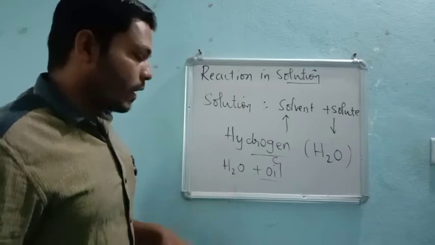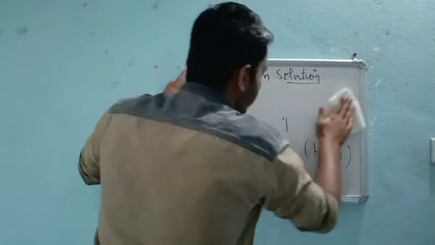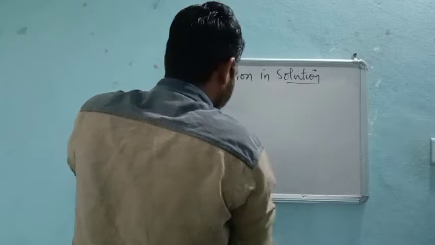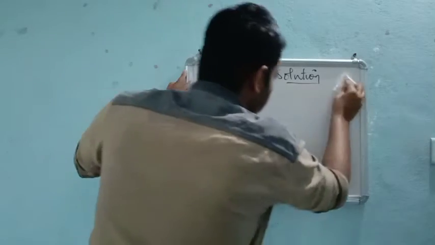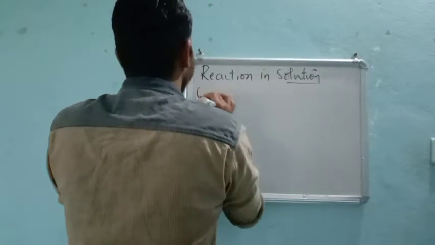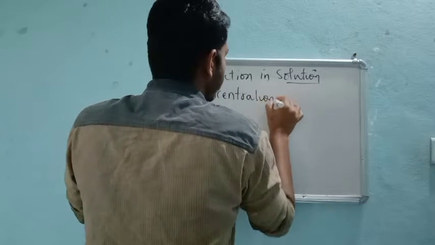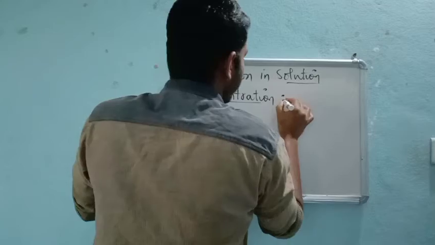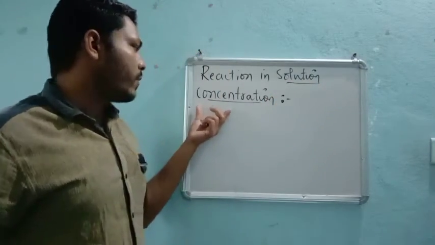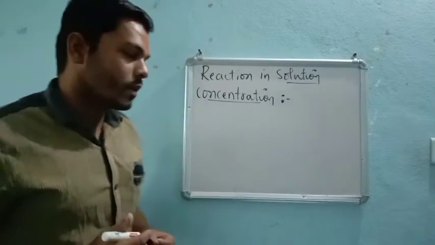So this is again a brief introduction of solution, solvent and solute. So to see the reactions taking place in our solution, we require some more terms, right? Those are very important. First one, concentration. So what is concentration? We will go one by one. So after knowing solution, solvent and solute, definitely we need to check what is concentration.